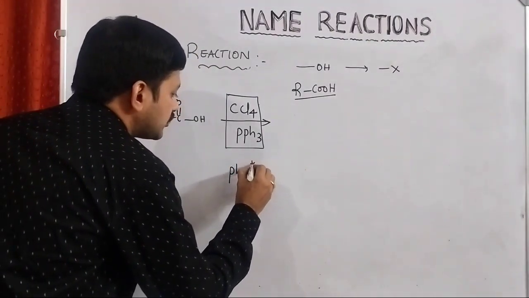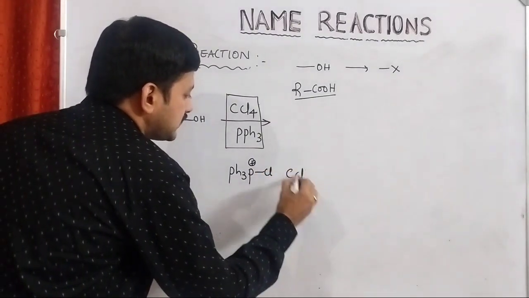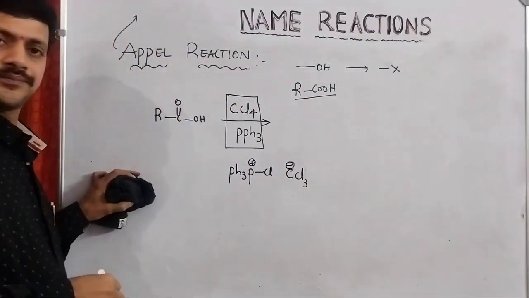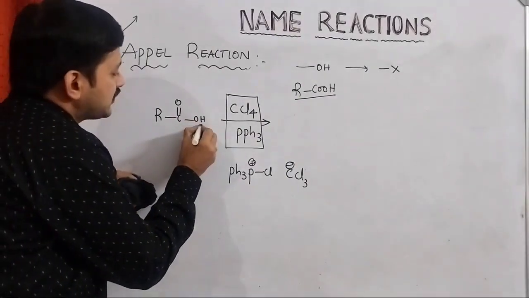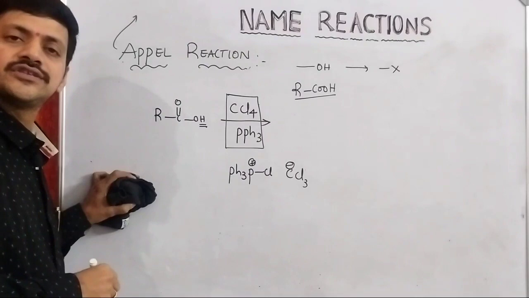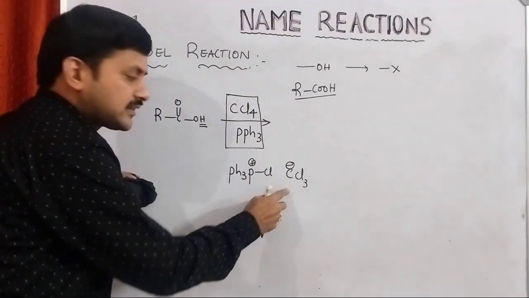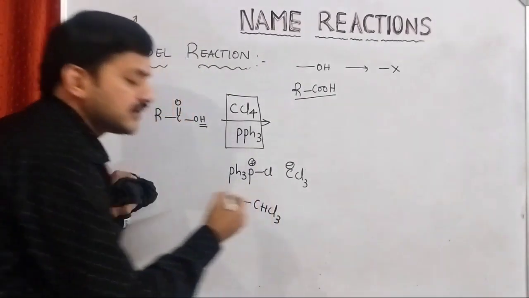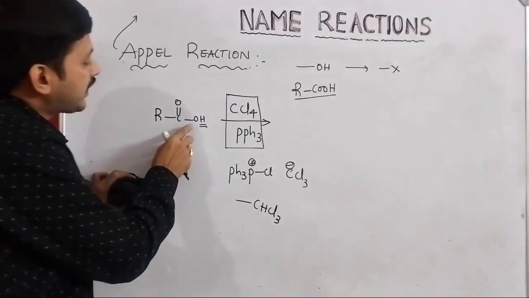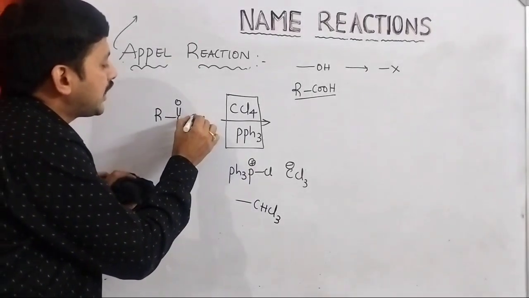Ph3P+ Cl- and CCl3-. In the first step, what happens? From this OH, the H+ will be removed. This H+ and CCl3- are removed in the form of CHCl3. Then we are having O-. The O- is going to approach what?